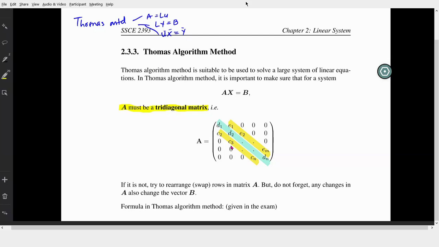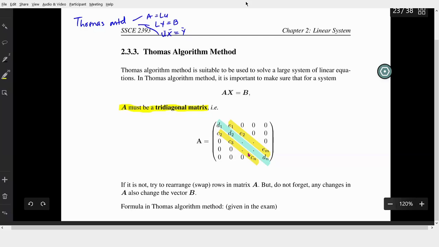A tridiagonal matrix means that you have non-zero elements at the main diagonal, denoted as D1, D2 up to Dn. You have non-zero elements at the upper diagonal, denoted as E. And you have non-zero elements below the main diagonal, denoted as C2, C3 up to Cn.